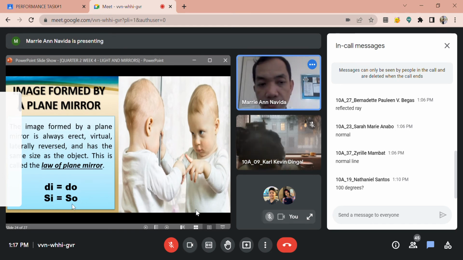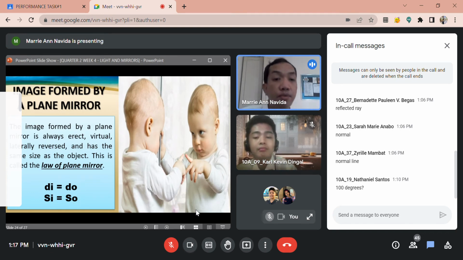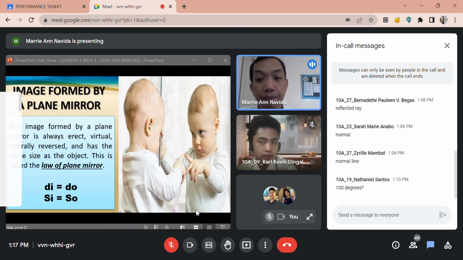Okay? Laterally reversed. Teacher, what do you mean by laterally reversed? Now, imagine that you are my mirror and I'm the object. So for example, you're Sir Alex. If I'm raising my left hand, then the mirror is raising what?